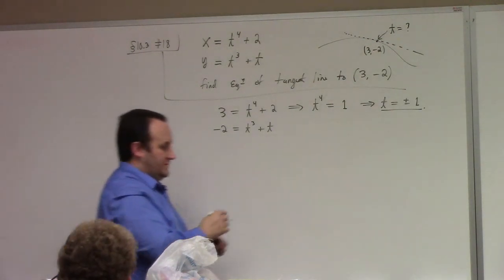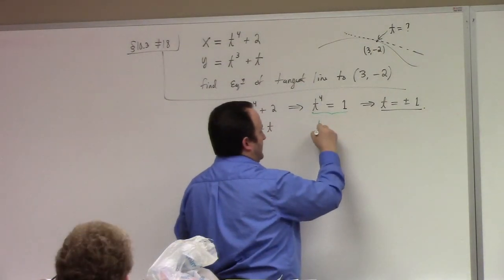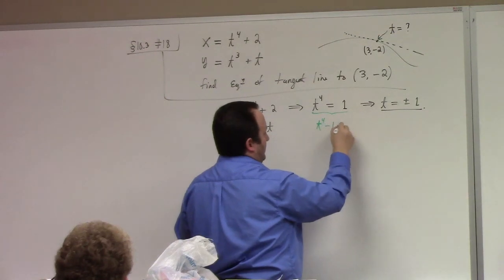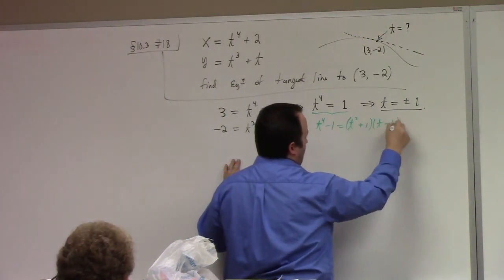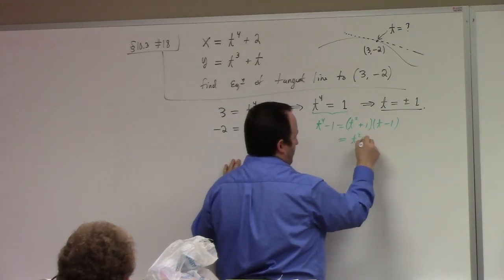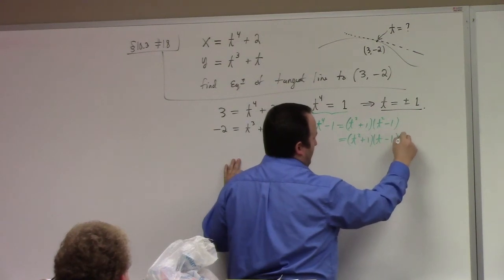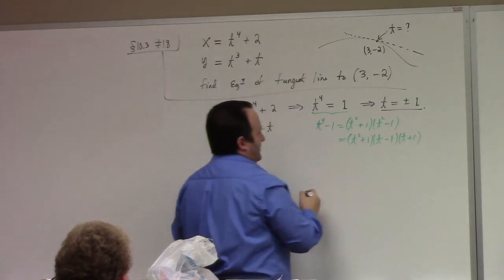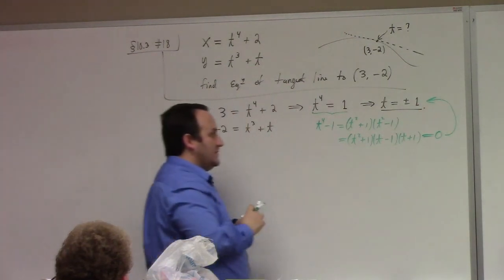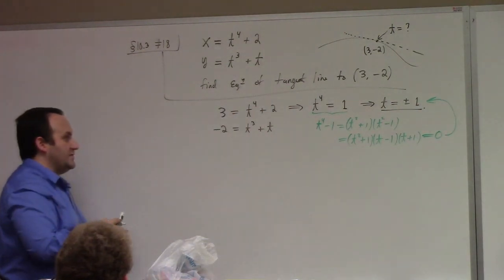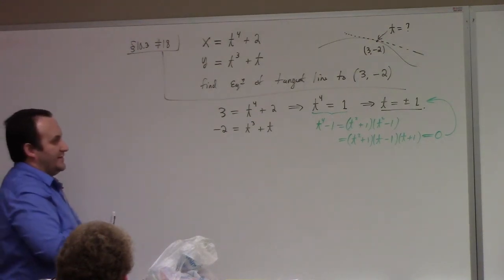If you want me to explain why I know that, it's because t to the fourth minus 1 is t squared plus 1 times t squared minus 1, which is t squared plus 1 times t minus 1 times t plus 1. If you put that equal to 0, it gives you just those two solutions. Those are the real solutions anyway.